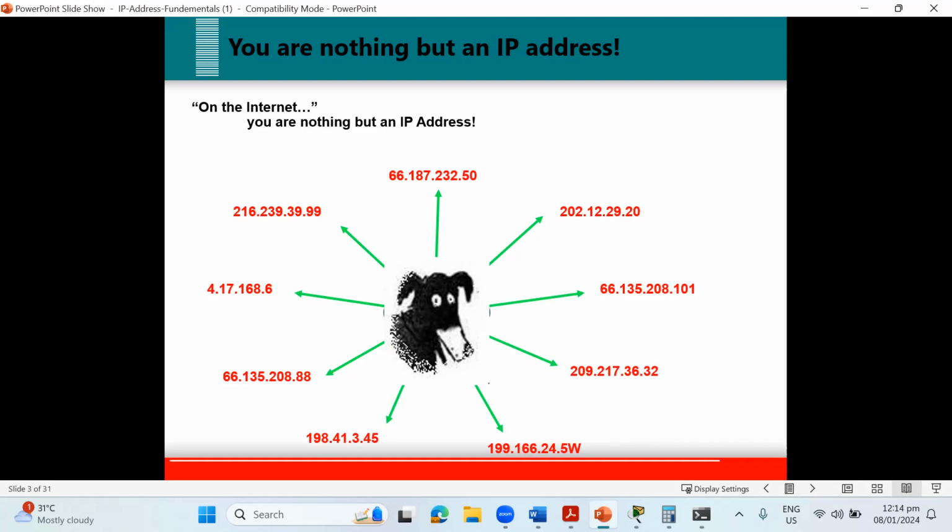Di ba pag nag-share tayo, kailangan we are in the same network. Screen mirroring, ganun din. Kailangan we are on the same network. Hotspot, within the same network. Otherwise, hindi kayo magkakaroon ng communication.